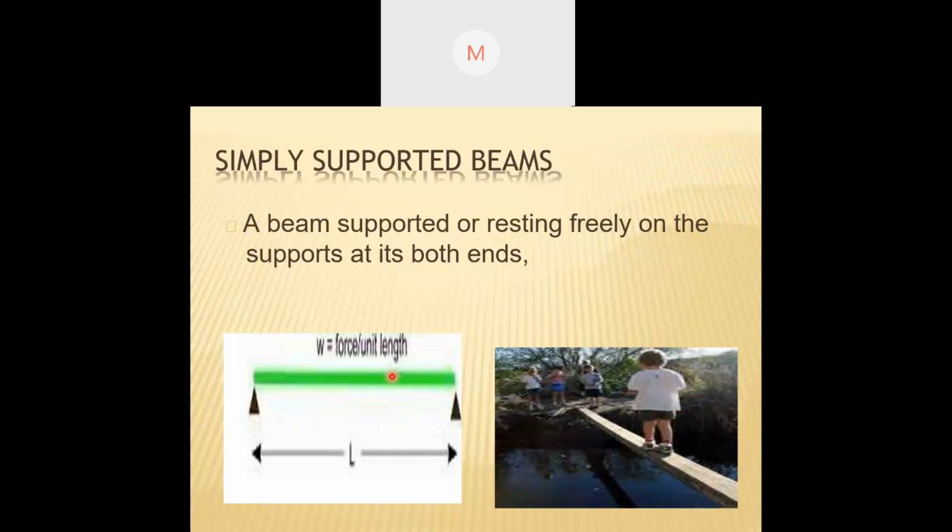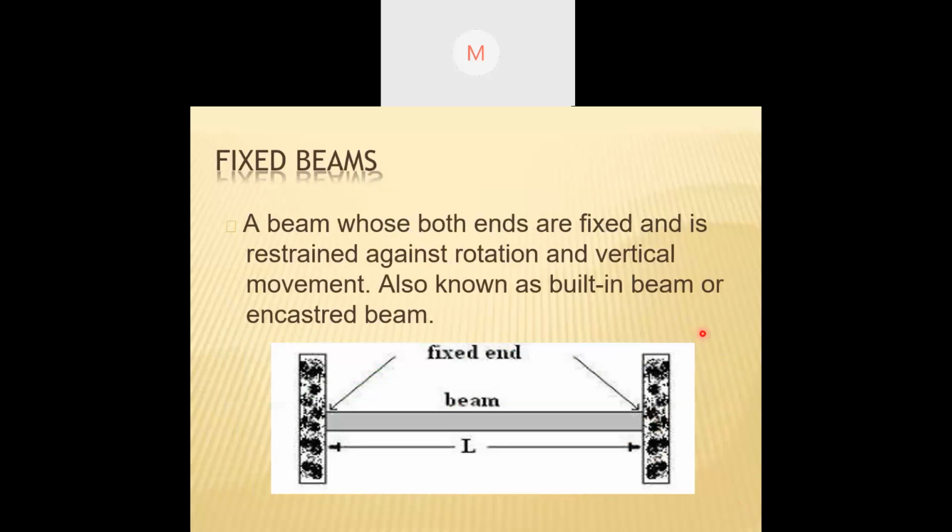Now we go to the next one, that is a simply supported beam. In a simply supported beam, the beam is simply supported, that means there is no fixing. If you can see on the right side where the pointer is, in that kind of structure, the plank is simply there and it is simply supported at this end and at this end. So this type of beam is called simply supported.